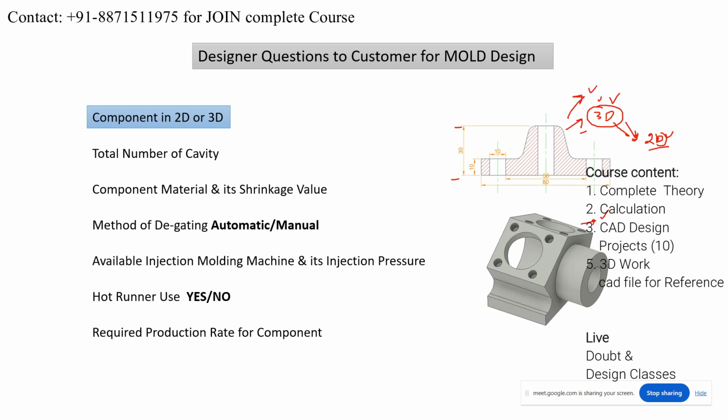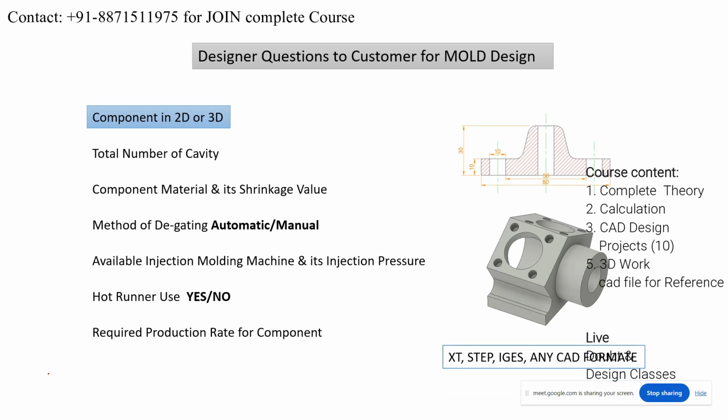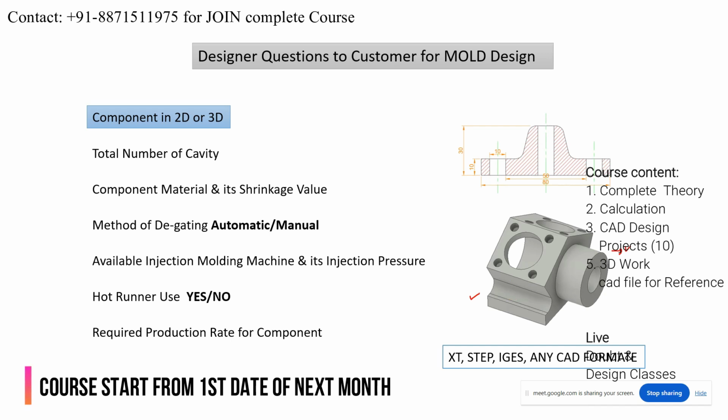Then you send it to the customer for verification, to confirm that all the dimensions, or the critical dimensions of the component, are correct. So first of all, 2D or 3D data. If the customer provides 3D data, it can be in XT, STEP, IGS format, or any type of CAD format. If they are providing 3D data, it means it is the ready component, so you can start the design of the mold.